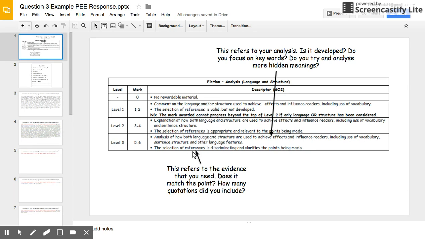The selection of references is discriminating. What that means is you are not only selecting accurate quotes, you're selecting the best quotes. And I'd also extend that to the keywords. You're not just picking out any keyword, you are picking out the keyword that you think best fits the analysis that you're trying to convey.